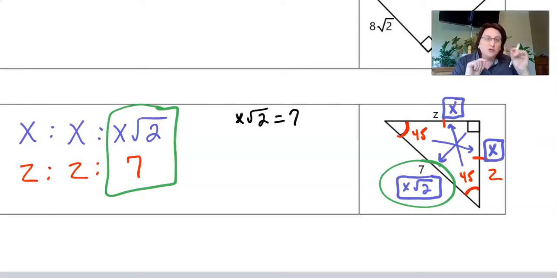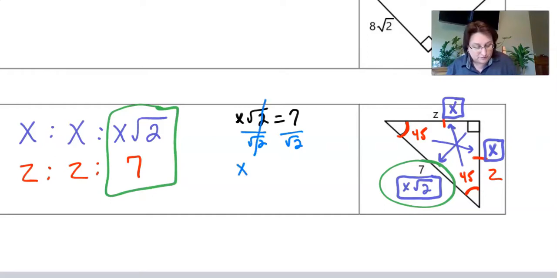Now we're going to use all of what we learned about exponents and radicals to get x all by itself. To do that, we have to divide both sides by the square root of 2. Now these reduce to 1, so we just have x equals 7 over the square root of 2. Am I allowed to keep it in that form? Do you guys remember? Is this legal? No, this is not legal. We can't keep it in that form. Remember, no radicals in the denominator.